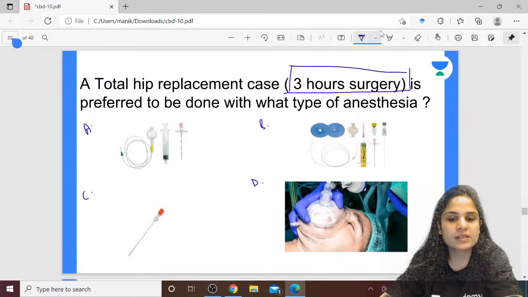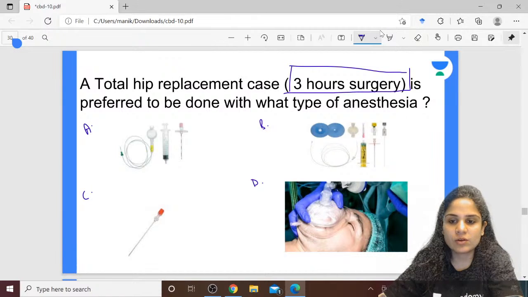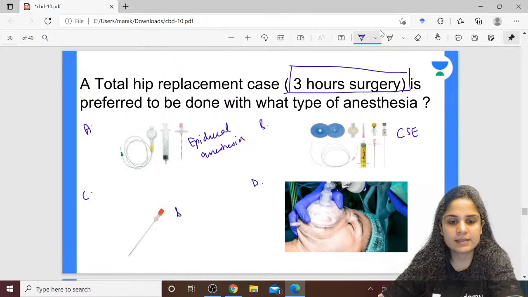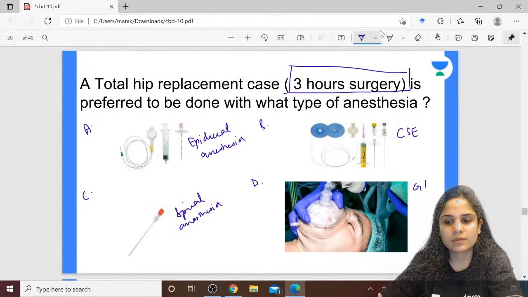Okay, so Manoj is saying answer is B, and B option is nothing but combined spinal and epidural. Alright, what is A, C and D then? Manoj, can you tell us what forms of anesthesia A, C and D are? Good, A is only epidural anesthesia. C is spinal anesthesia, very good, only spinal anesthesia, and D is general anesthesia.